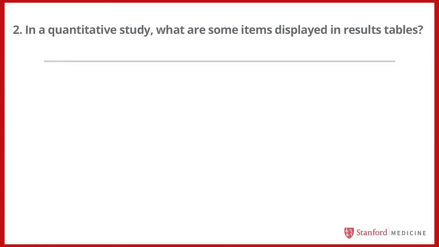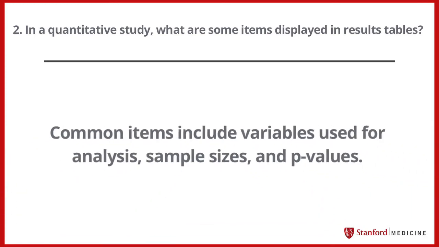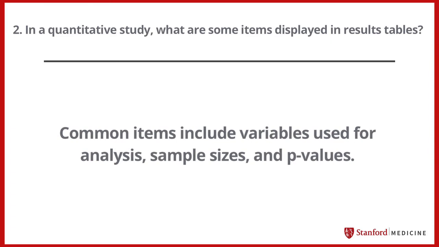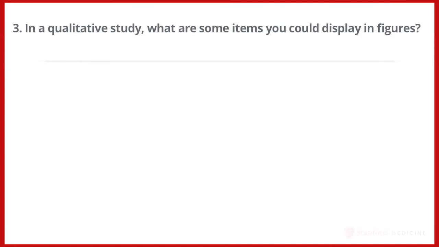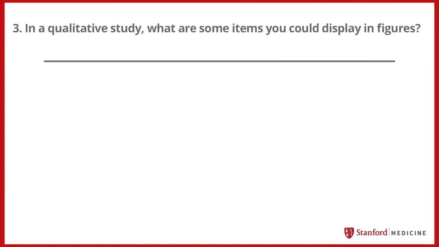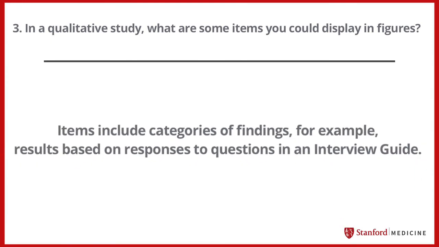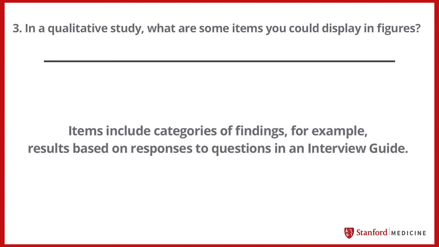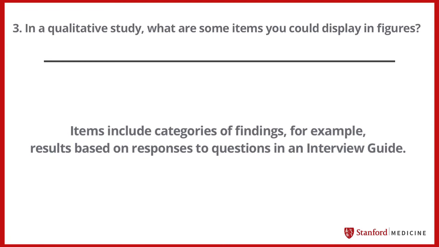In a quantitative study, what are some items displayed in results tables? Common items include variables used for analysis, sample sizes, and p-values. In a qualitative study, what are some items you could display in figures? Items include categories of findings, for example, results based on responses to questions in an interview guide.